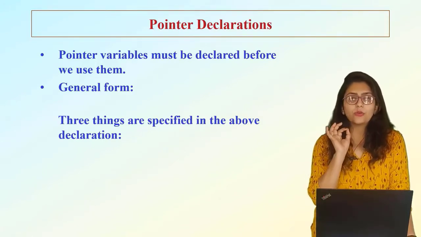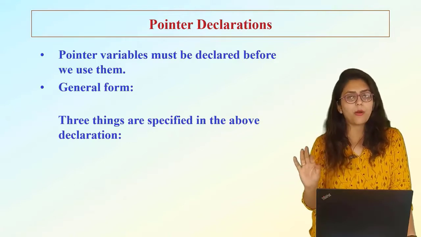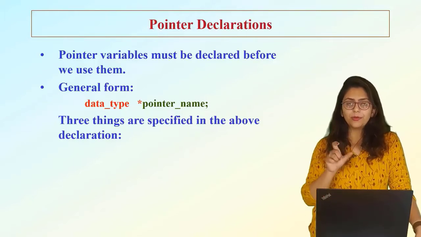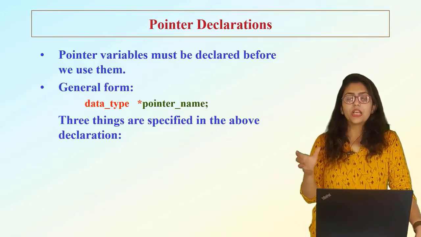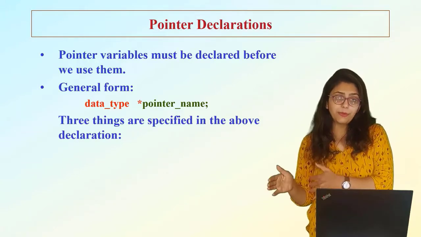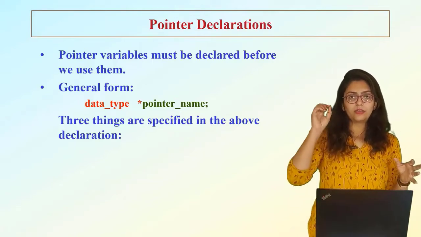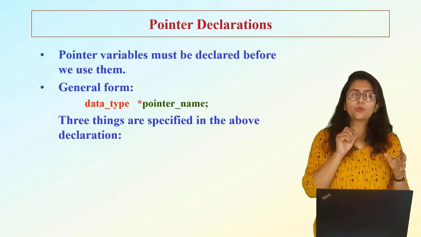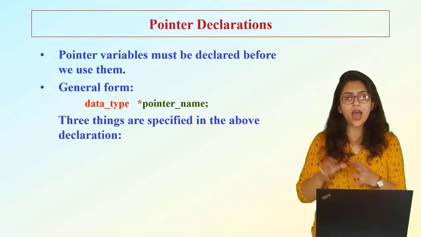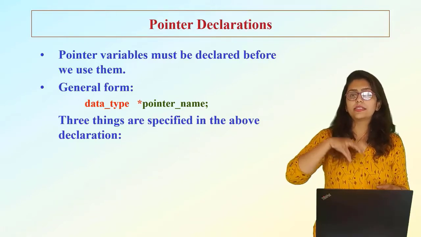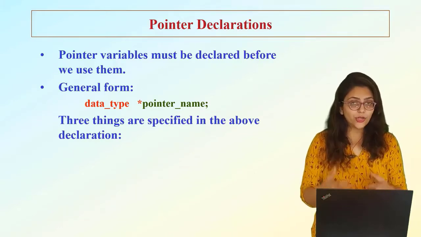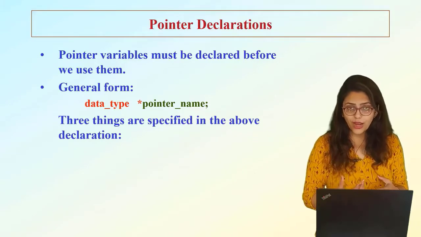Similarly, whenever you are using a pointer, first you have to tell the computer about the pointer and the type of pointer. The general form of a pointer is data type, then star, then pointer name. So how can you differentiate whether it is a pointer or a simple variable? The star sign is used for that. Whenever the computer sees that instead of int x, you have written int *x, that means this is not a simple variable, this is a pointer variable. This will store an address instead of storing a value.